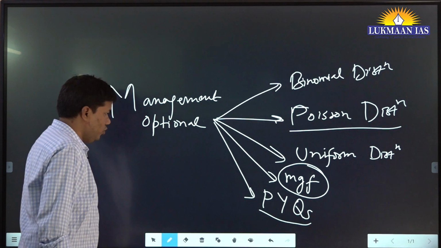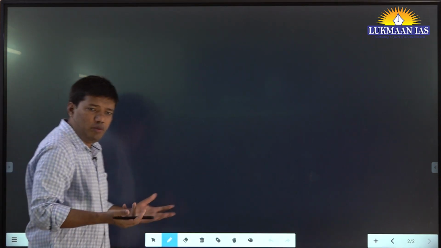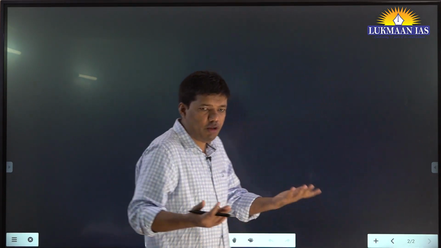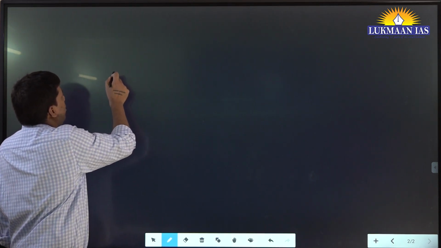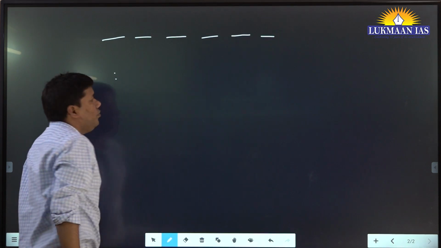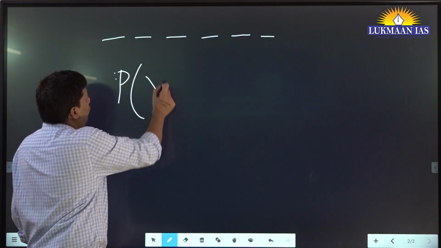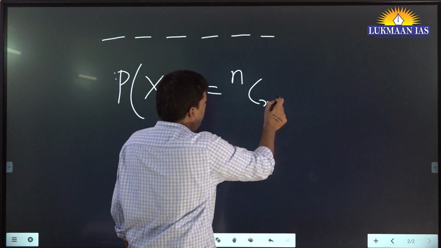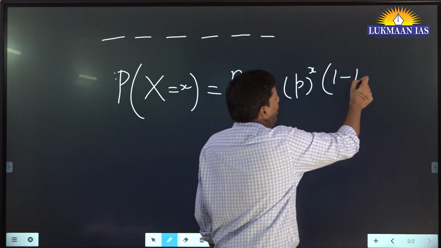Fine. So now let's come to binomial distribution. Binomial distribution, you know what is binomial distribution? When you conduct Bernoulli's trial n times, you get binomial distribution. Let's say you conducted an experiment in which there were n trials, and out of these n trials, you are looking for x successes. The probability of x successes is given by nCx p to the power x into (1 minus p) to the power n minus x.